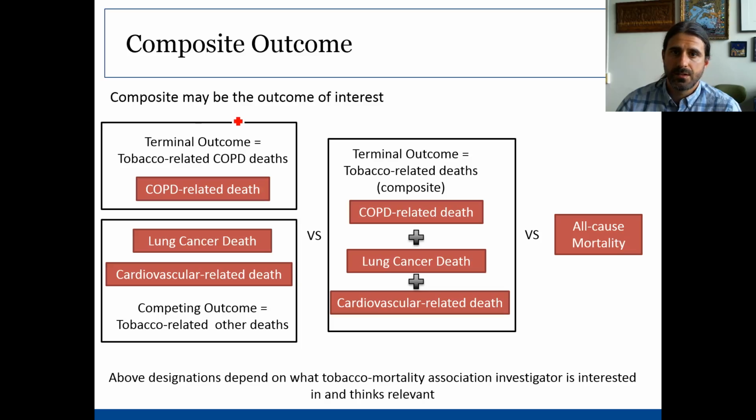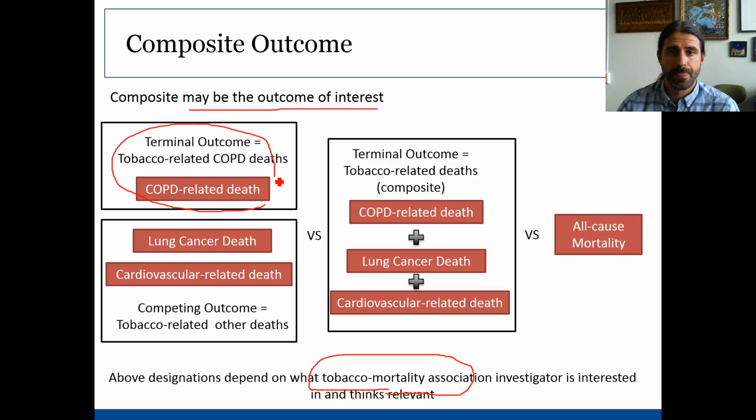So here's just an example of where the composite may be the outcome of interest. We're looking at tobacco-related mortality. Again, depending on what the investigator is interested in, you could be interested in COPD-related death related to tobacco. And if that's the case, then lung cancer and cardiovascular-related death, which are also caused by tobacco or whose risk is increased by tobacco, become competing events.